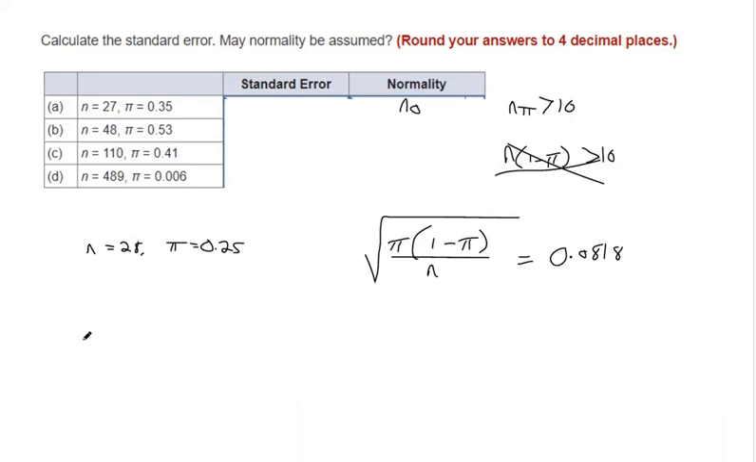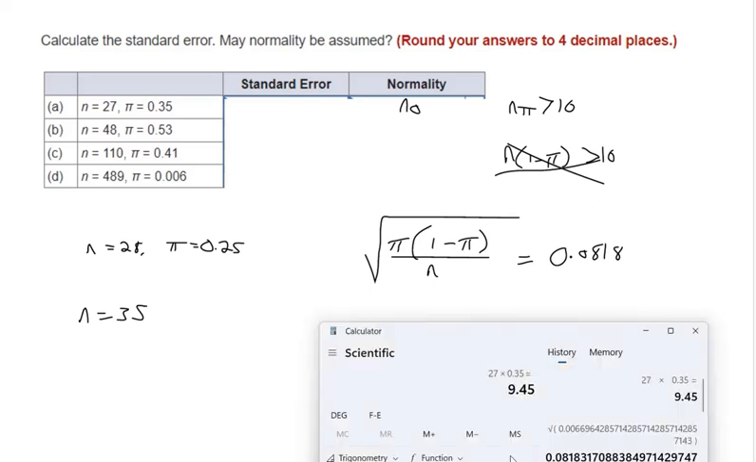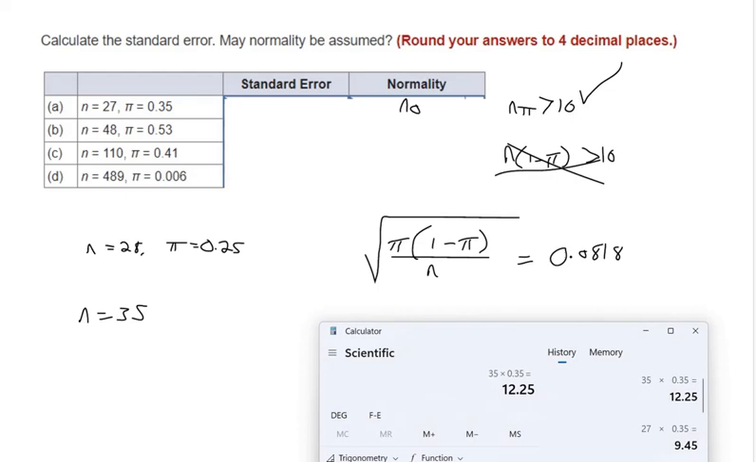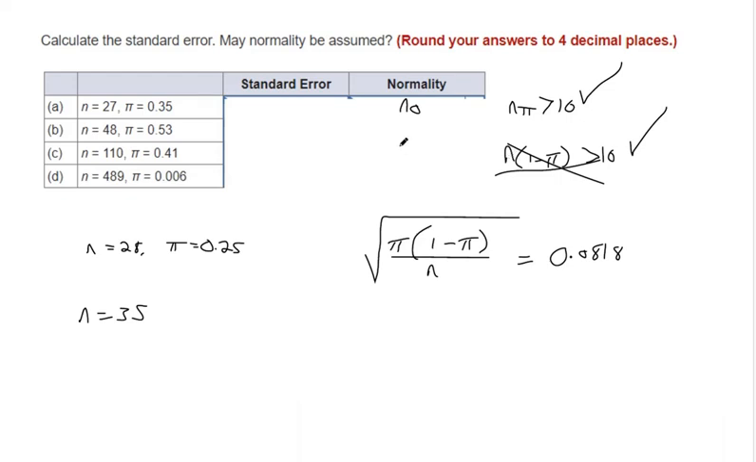Let me do another. Let's say n, actually the same one. Let's say n was actually 35. When I check the normality assumption, I do 35 times 0.35. That's 12.25. So that checks off with this one. I need to make sure it also holds over here. So if I do 35 times 1 minus 0.35, I'm using 0.25. 1 minus, that would be 0.75. That's also greater than 10. So this would be yes if the sample size is that big.